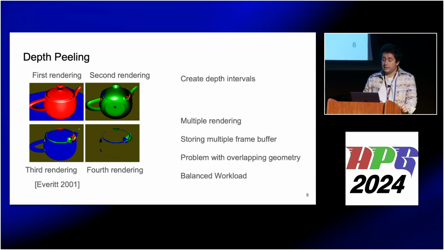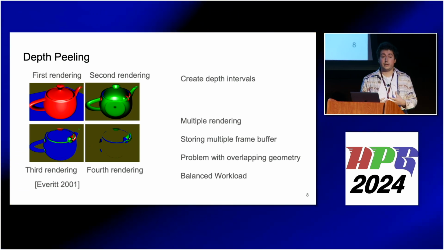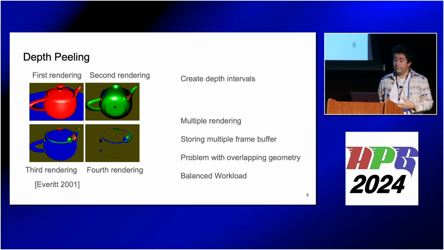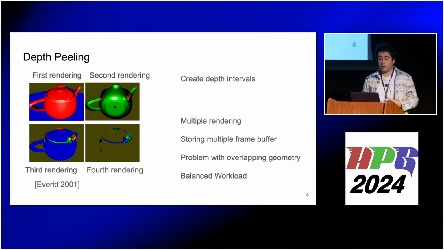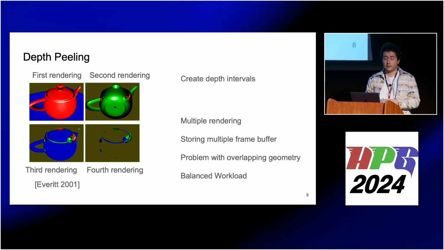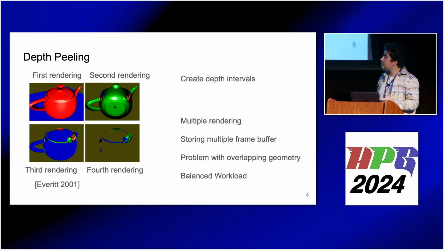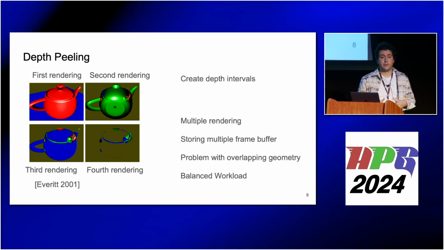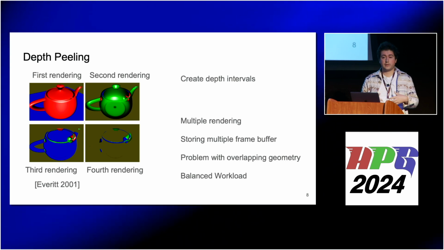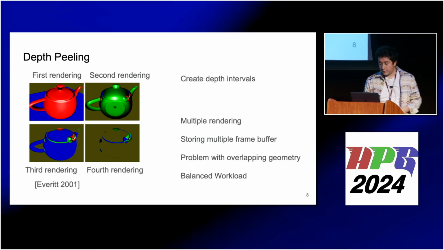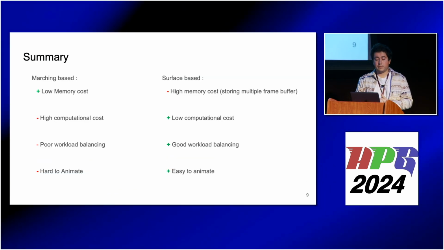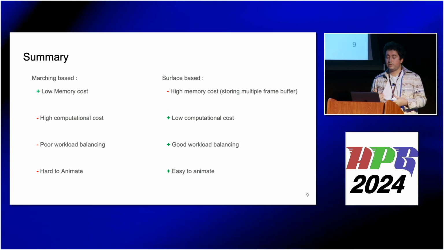The problem is that you have to store multiple frame buffers, which can be quite costly. It does not always work with overlapping geometry. It can create weird artifacts. However, this has a more balanced workload because we are using the rasterizer, the fragment shader, the vertex shader, and everything. So in summary, I showed two types of approach: marching-based and surface-based.